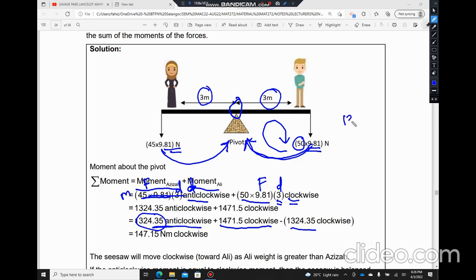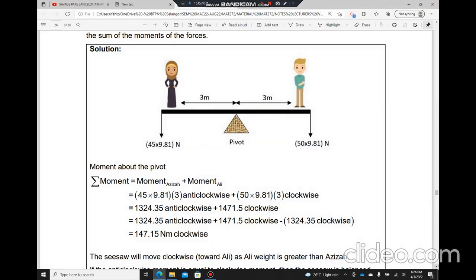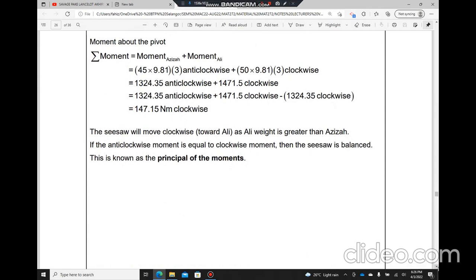It means here, 1324.35 anti-clockwise will be equal to negative 1324.35 clockwise. That's why, because we want the same direction, so that it is easy to subtract. So you get 147.15 Newton meter clockwise. Okay. So the seesaw will move clockwise toward Ali, as Ali's weight is greater than Azizah's. Because we can see Ali is also heavier than Azizah. If the anti-clockwise moment is equal to the clockwise moment, then the seesaw is balanced. This is known as the principle of the moments.